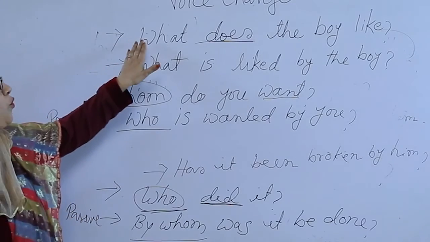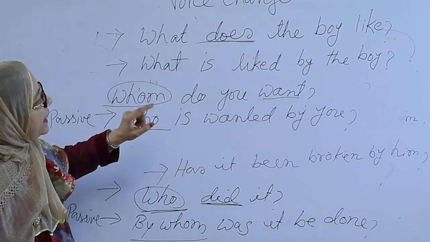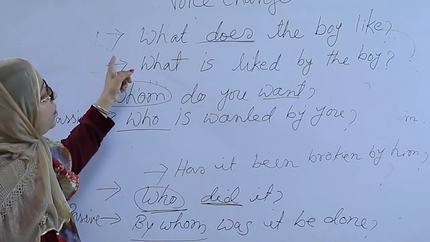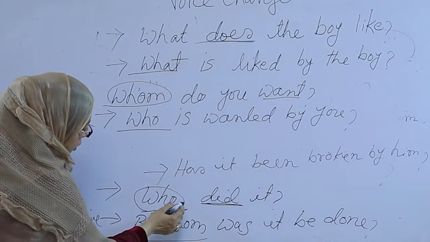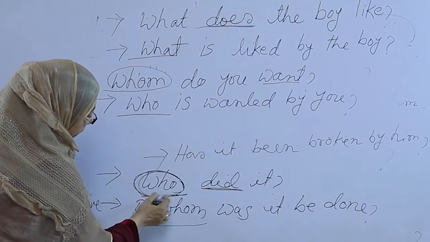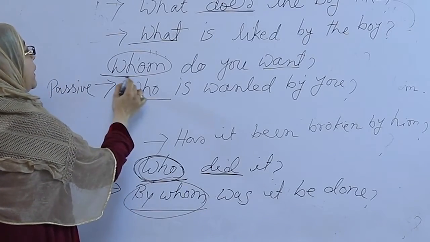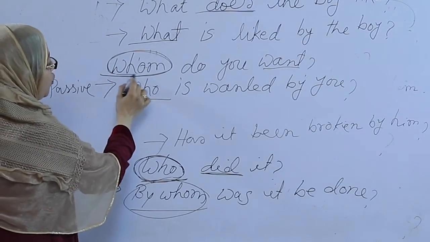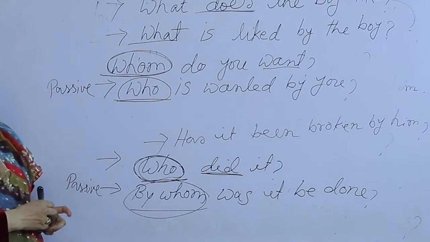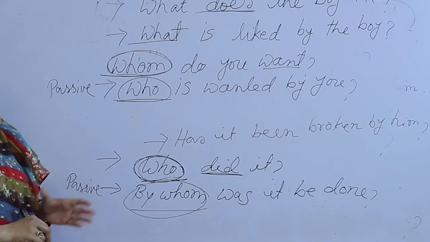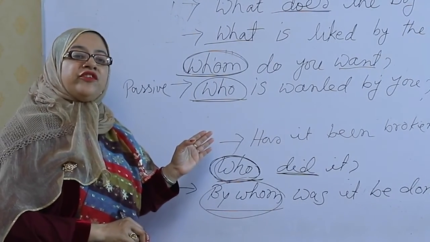But what, when we turn it into passive, we do not change what. I only change whom and who. When I turn who into passive I use by whom, and in an active form whom, when I turn it into passive I use who. So, is it clear to you? How can we change from active to passive in an interrogative sentence?